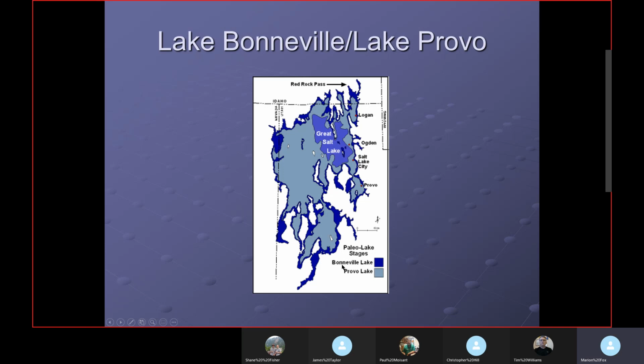Now, these lakes, like Lake Bonneville and Provo Lake in Utah and Nevada, up into Idaho, were quite large. Here's the present Great Salt Lake, and here's Lake Bonneville, which included the Great Salt Lake. There's Logan and Ogden, Utah, and Salt Lake City. These lakes were full of water after the flood, and then the water dried up.